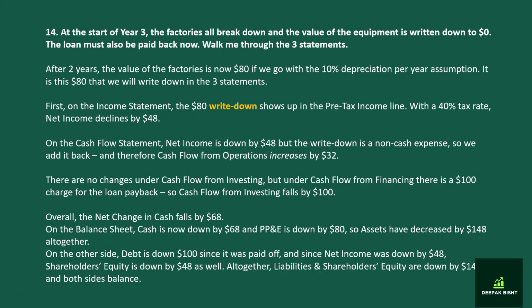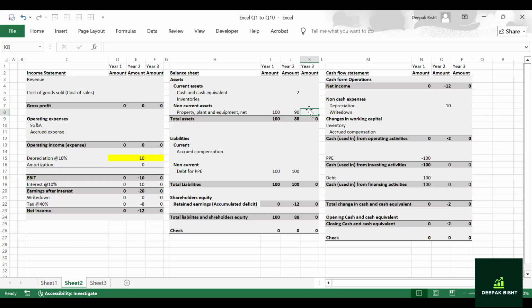On paper it is easy, but when somebody is verbally asking you and you are calculating inside your mind, it's difficult. So you actually have to be very clear when you are thinking about it. At the start of year three, all the factories are breaking down, and the value is 80, and the depreciation would be $10.